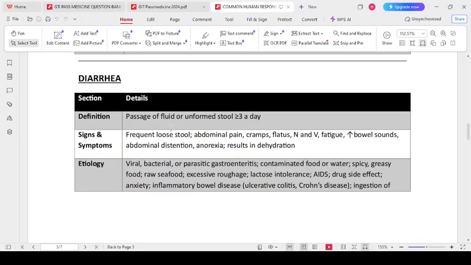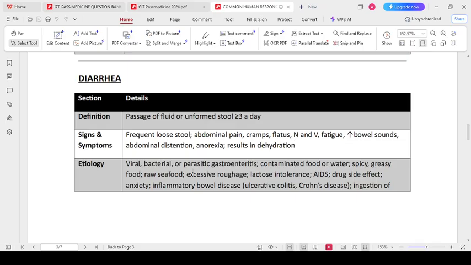Now, diarrhea. It's the passage of fluid or unformed stool more than 3 times a day. What are the signs and symptoms? Frequent loose stools, abdominal pain, cramps, flatulence, nausea and vomiting, fatigue, increased bowel sounds, like hyperactive bowel sounds, abdominal distension, anorexia. It can result in dehydration.